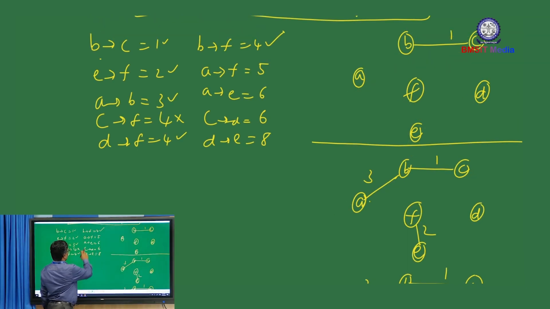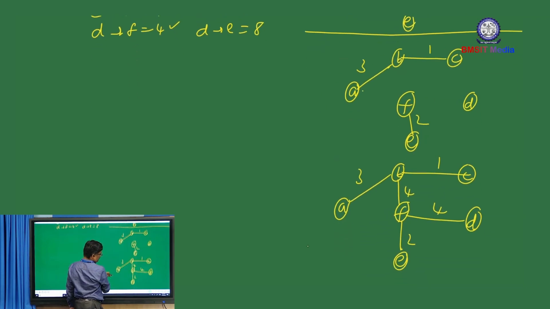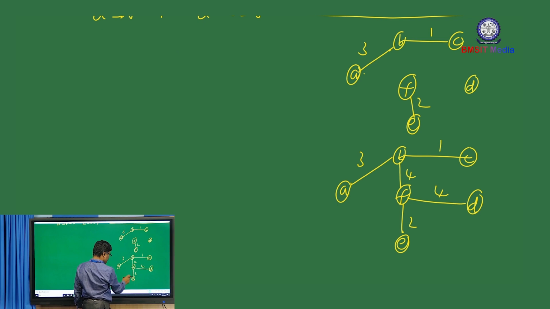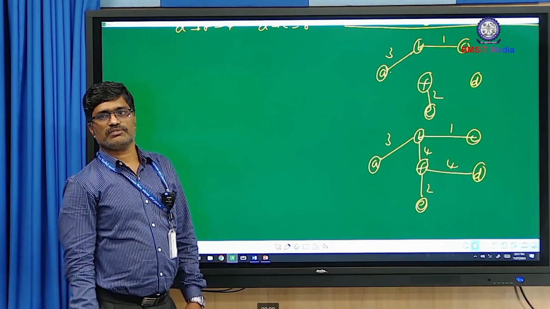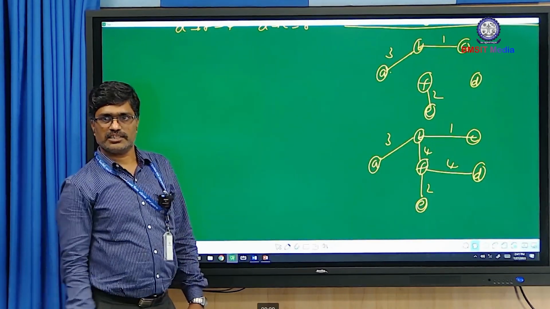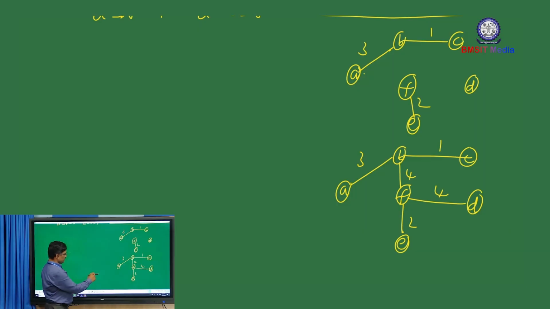Now what will happen? A to F is there, A to E is there, C to D, D to E. So now whatever you draw here, you will get cycles. Either you draw A to B, A to E, C to F or D to E, whatever you draw, you will get cycles. So we cannot take those nodes. Now try to write the minimum cost of the spanning tree.